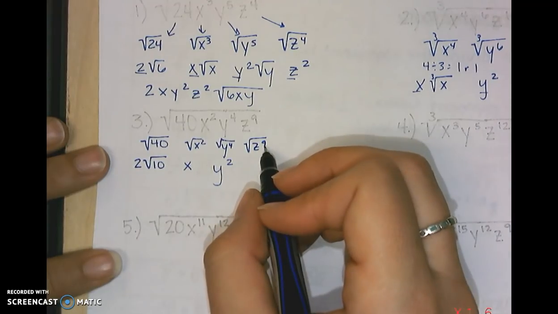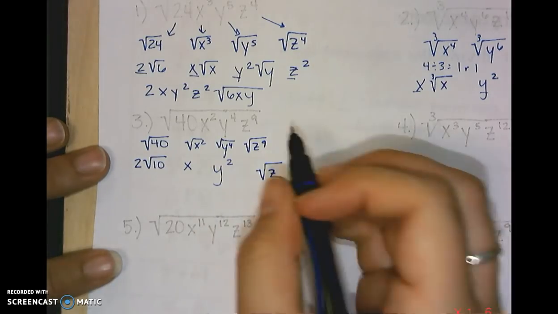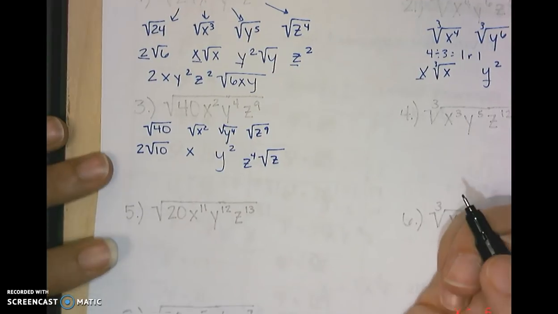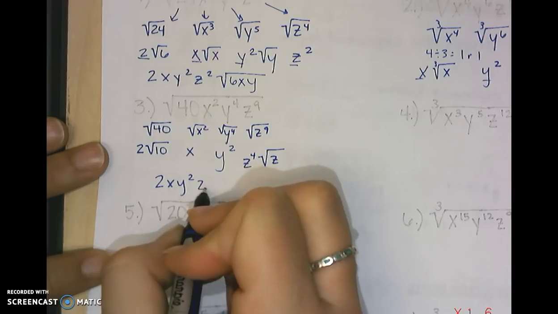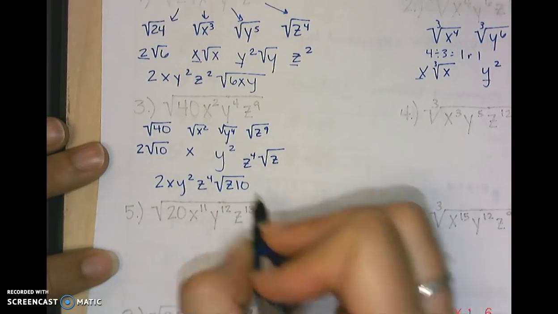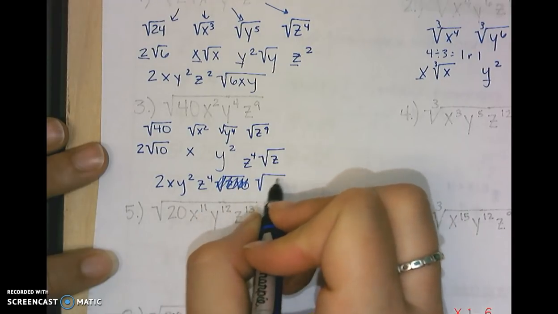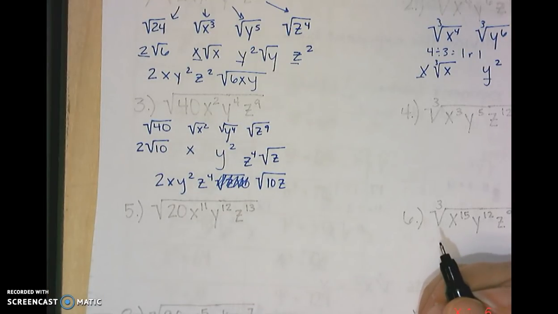And here, that's odd, so I subtract 1. So here's where I subtracted 1. 8 divided by 2 is 4, so I have z to the 4th on the outside. Again, put them all together. 2xy squared z to the 4th, radical z 10. Well, actually, that doesn't look right, does it? Let's write that correctly. So that should be 10z. Okay. Remember, our numbers always come before our variables.